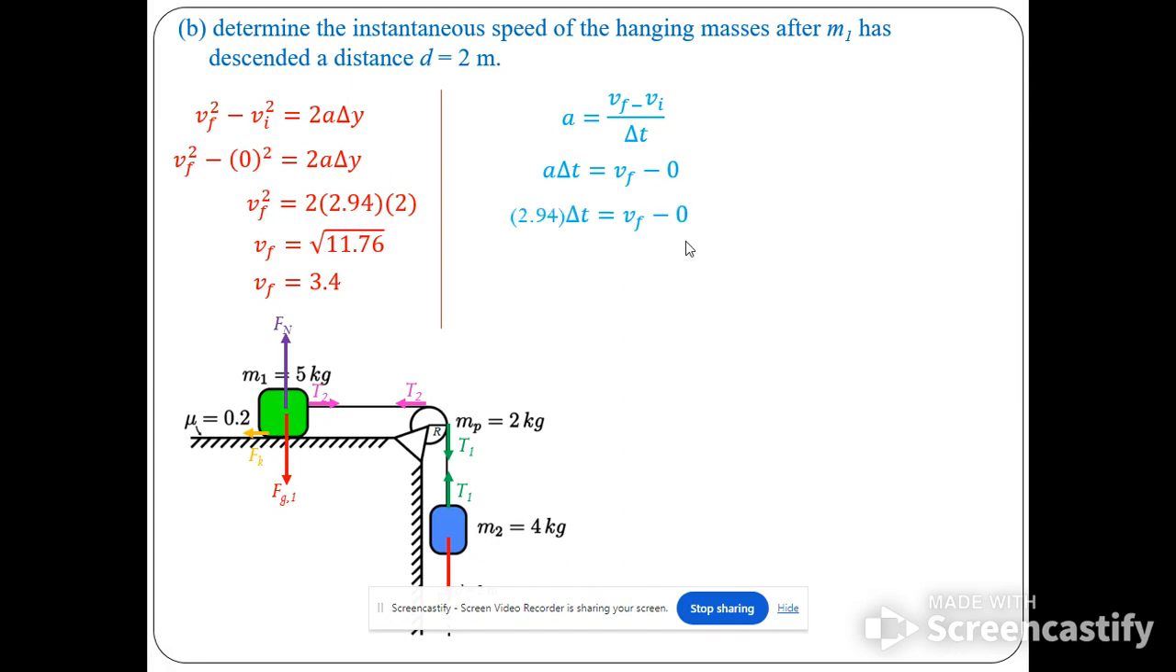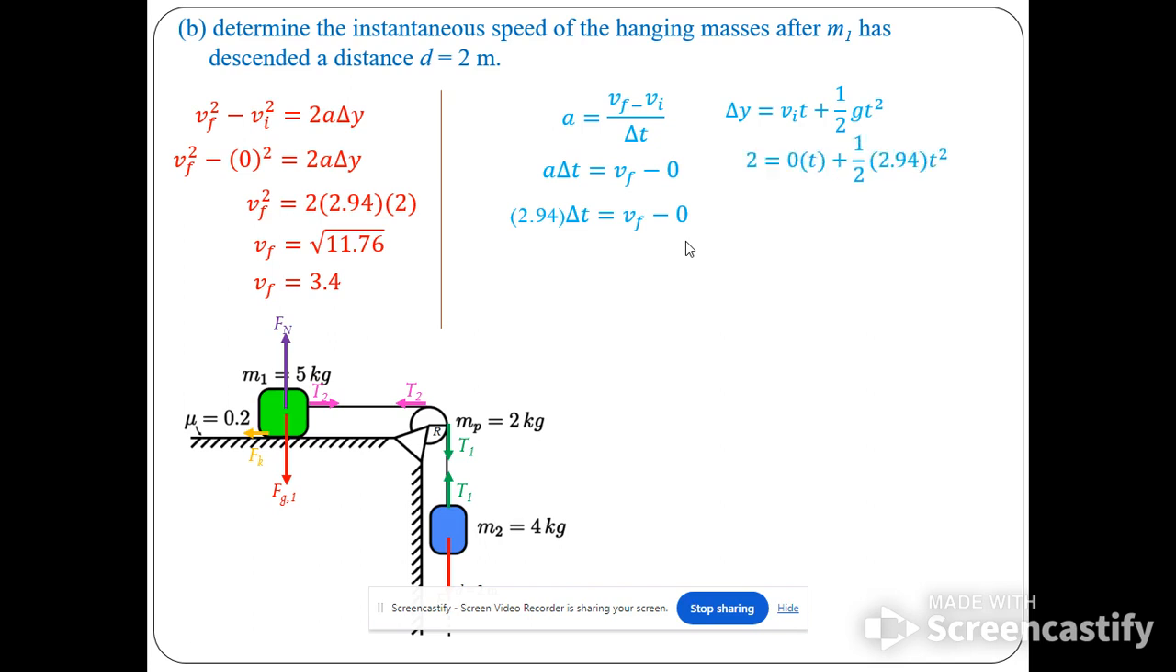Well, we already have A from part A, which is 2.94. And then we don't know what T is, but that's okay. Just go find T by utilizing given statements that you know for this particular problem. What we do know is the displacement, aka the distance that it has traveled. It states that it has fallen 2 meters downward.